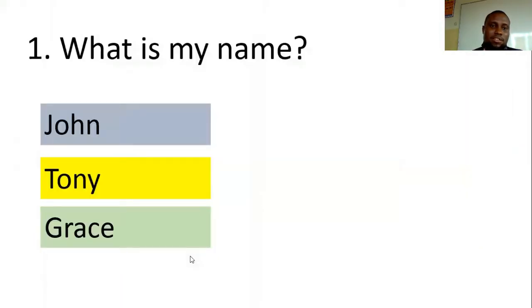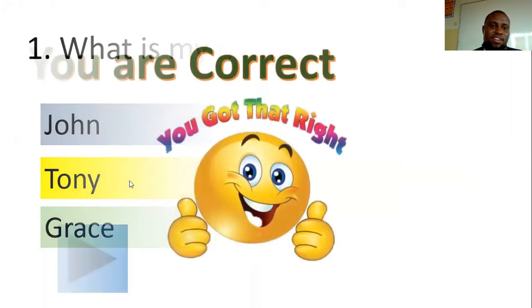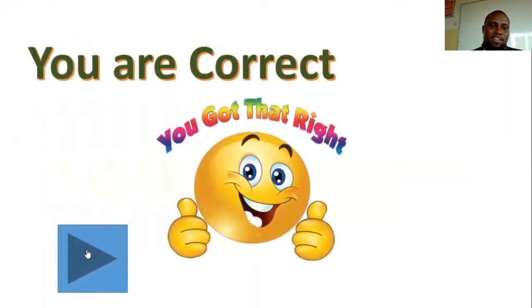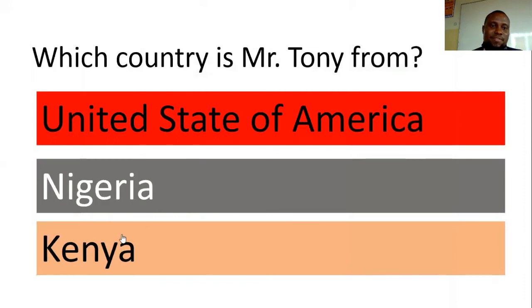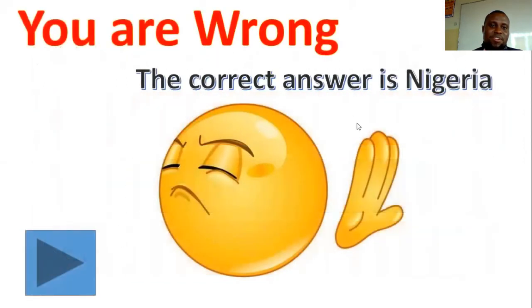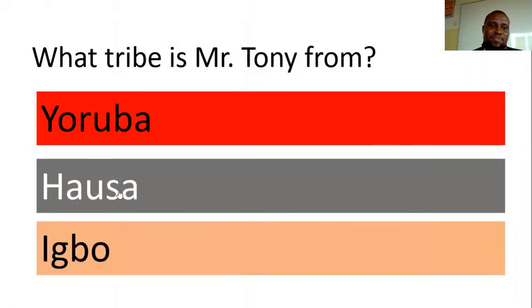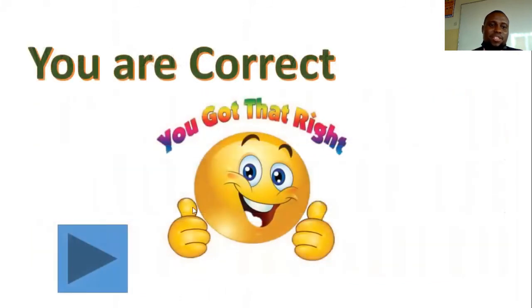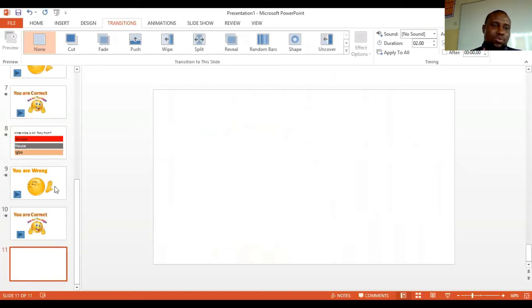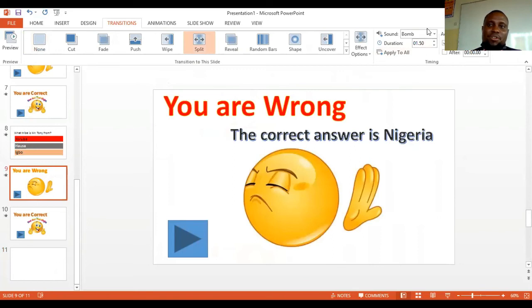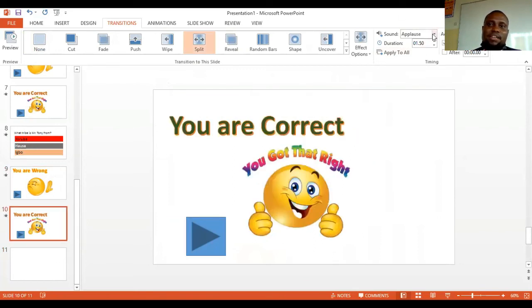Click, did I hear the push sound? 20, correct. Click here, push sound. I say Kenya, you're wrong. See it, click, next question. If I say Hausa, I'll be wrong, so I'll say Igbo. You see why you need to copy these two slides, wrong and correct, because you've already done transition and you've already done sound. And you've done transition for this one as well, and then sound as applause.